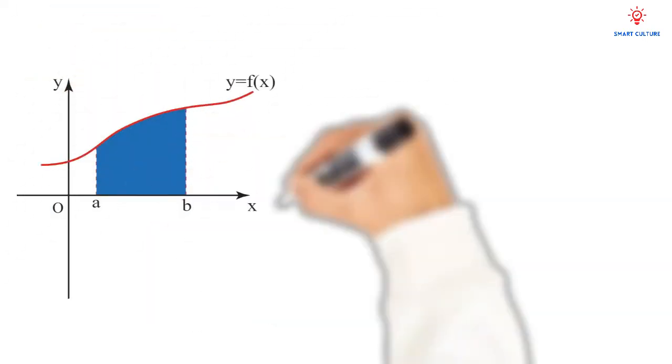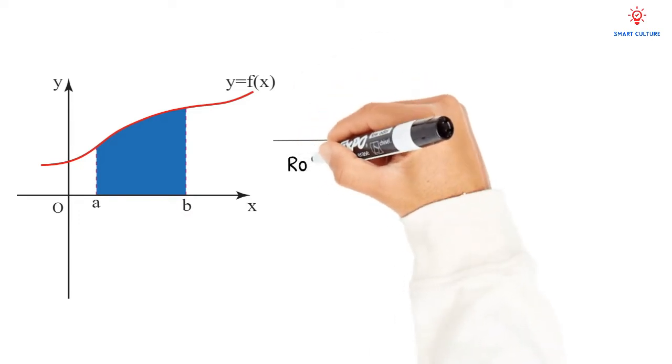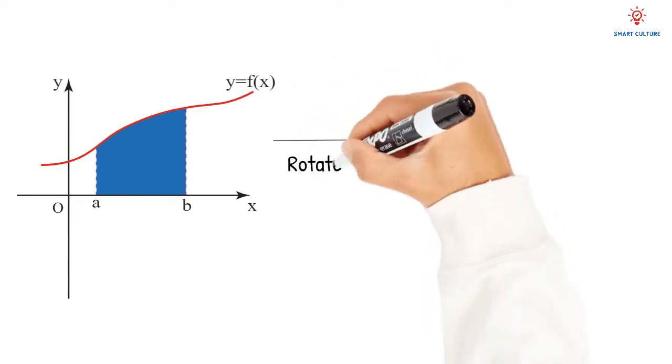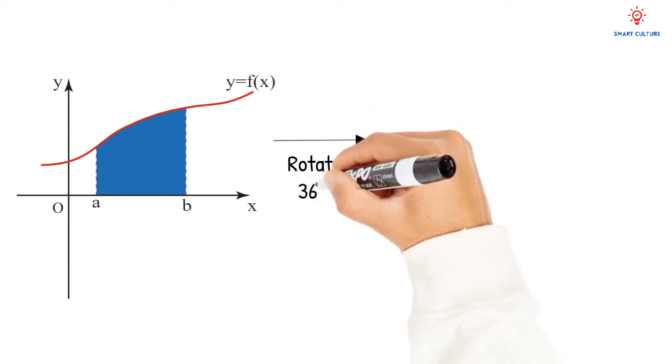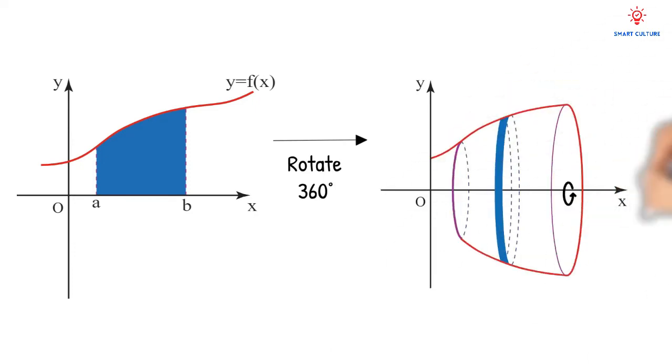Take a look at the following graph. What do you see? Here we have a function, y is equal to f of x. Now this function is not a straight line. So what we'll do now is rotate the shaded region 360 degrees about the x-axis. As you can see, the result will be a solid of revolution, which is often called the volume of revolution. So the solid of revolution and the volume of revolution are the same.